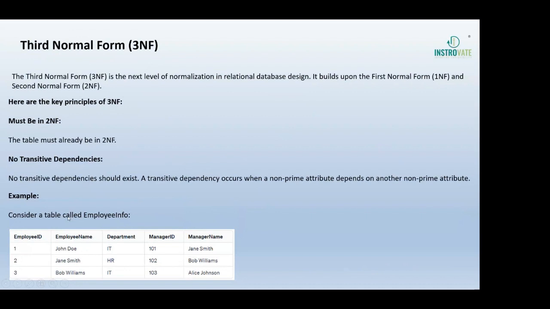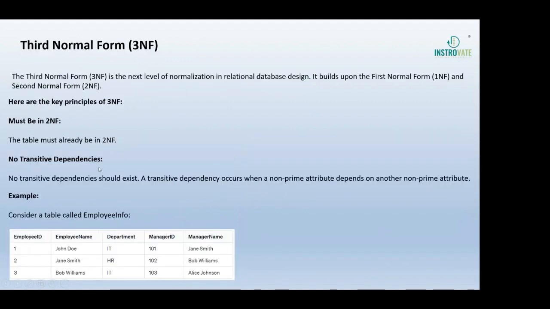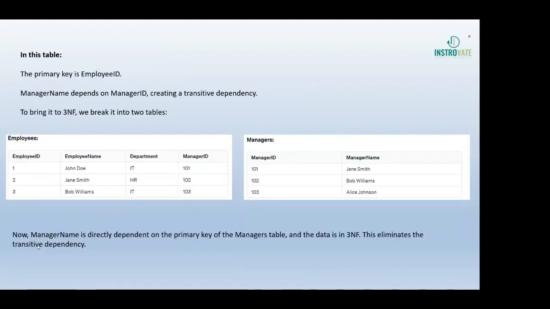So here is one table we have, employee info, where we have employee ID, employee name, department, manager ID, and manager name. Okay. So in this table, the primary key is employee ID. Obviously, the primary key is employee ID because we have employee name Jane Smith, and we can have many Jane Smiths, but the employee ID will always be unique for each employee. Okay. And manager name depends on manager ID, creating a transitive dependency.